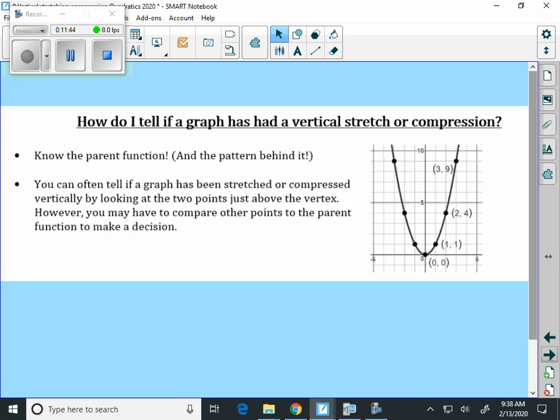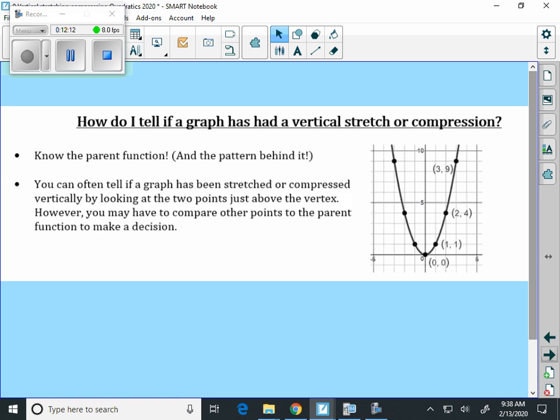And what we do to determine whether something has been vertically stretched or vertically compressed is typically we look at the vertex and then we look at the point that's 1 to the right and 1 to the left. Because notice, it's 1 to the right and 1 up, it's 1 to the left and 1 up. So if it's not 1 to the right and 1 up, and 1 to the left and 1 up, then something has changed.